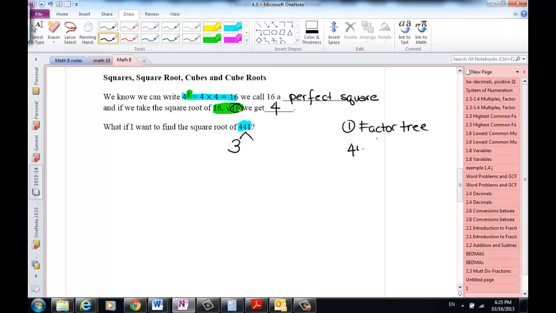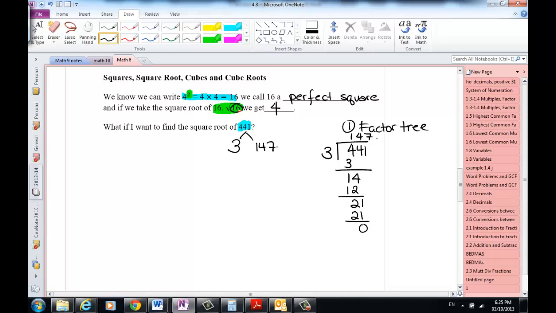So it's 441 divided by 3. 3 goes into 4 one time. The remainder is 1. I pull down the 4. 3 goes into 14 4 times, and that's 12. My remainder is 2. I pull down the 1. And 3 goes into 21 7 times, and my remainder is 0. Therefore, 441 divided by 3 is 147.